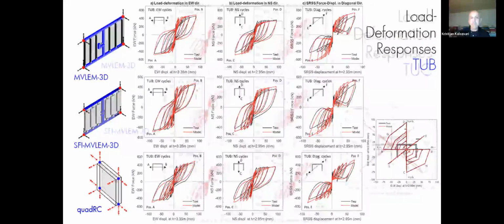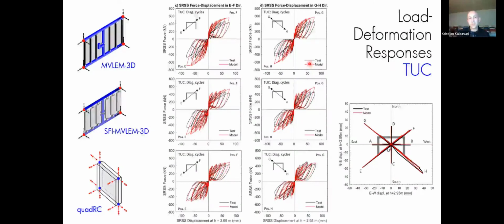So we did the same thing for all the specimens. Here's just results for TUC, which is primarily loaded in diagonal direction. And the conclusion is the same pretty much. So there's not much new here, just kind of to reinforce that conclusion from the previous slide.